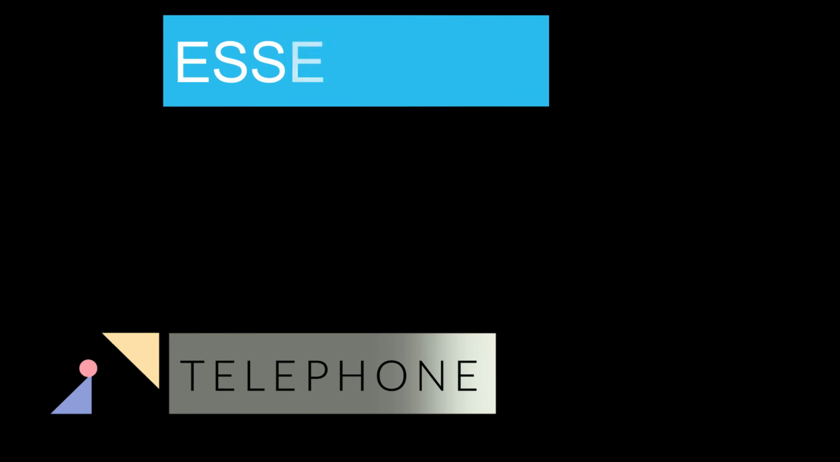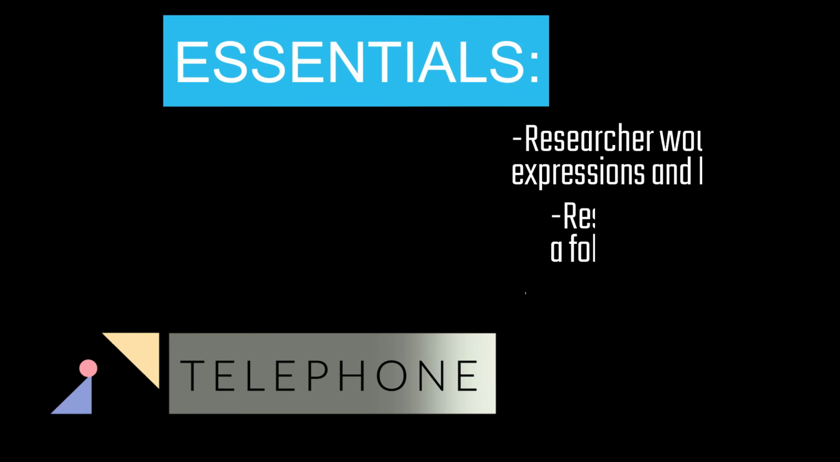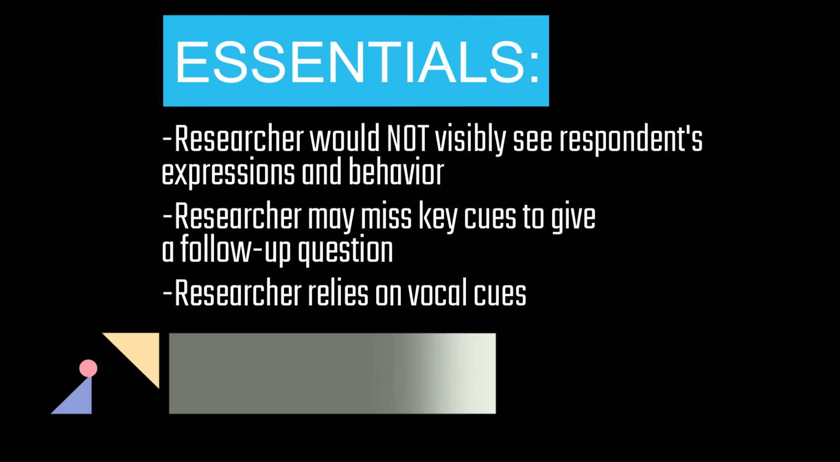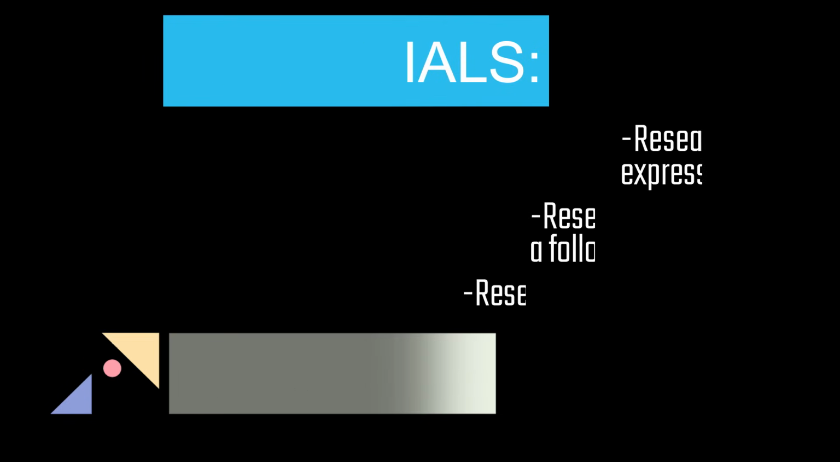The next one is telephone surveys. This is similar to the face-to-face method. However, it is without the researcher being able to see participants' facial or behavioral responses to the questions asked. This means that the researcher may miss key cues that would help them ask further questions to clarify or extend participant responses to their questions and instead relies on vocal cues.